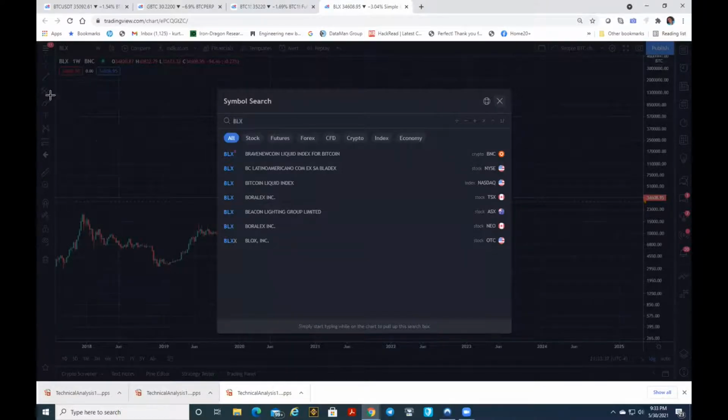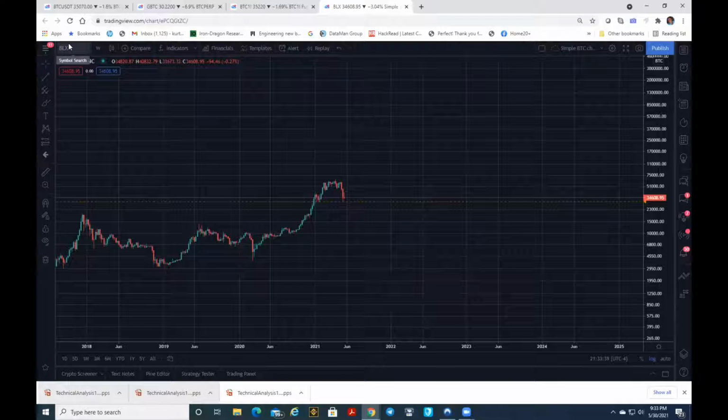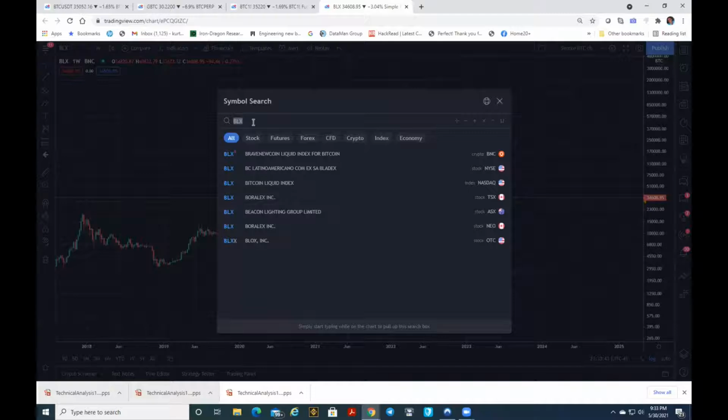are trying to chart. And by doing so, you come up here to the top left corner of the screen and search the symbol. You're going to be looking for the ticker. You can also spell it out. So for instance, we're going to be doing BLX, which is Brave New Coin.